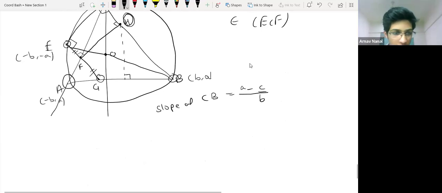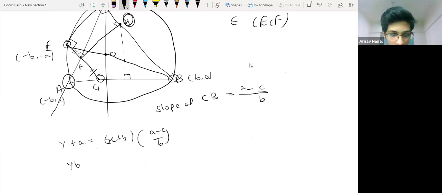Then you just put a line through that, so it will be like y plus a equal to x plus b into a minus c by b, yb minus xa is equal to ab, sorry, minus of ab plus bc. Just point any error out if you find, I make a lot of mistakes.